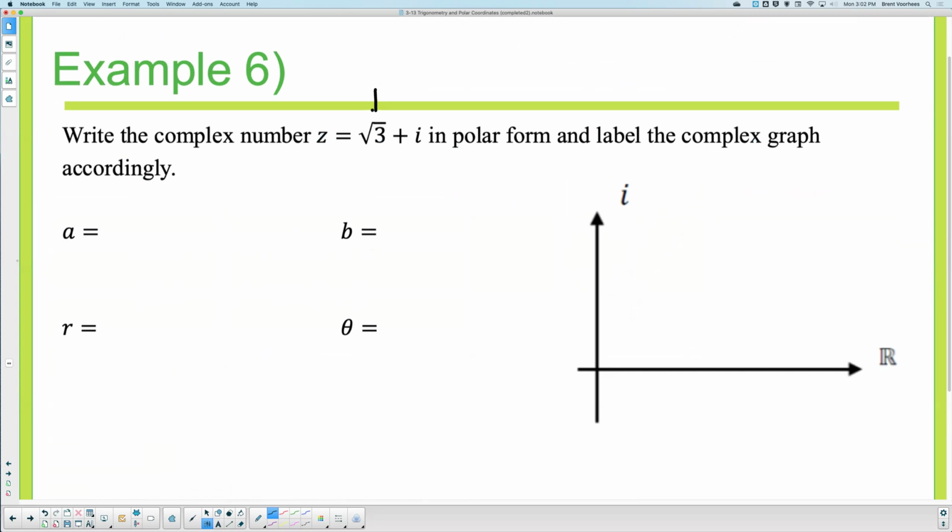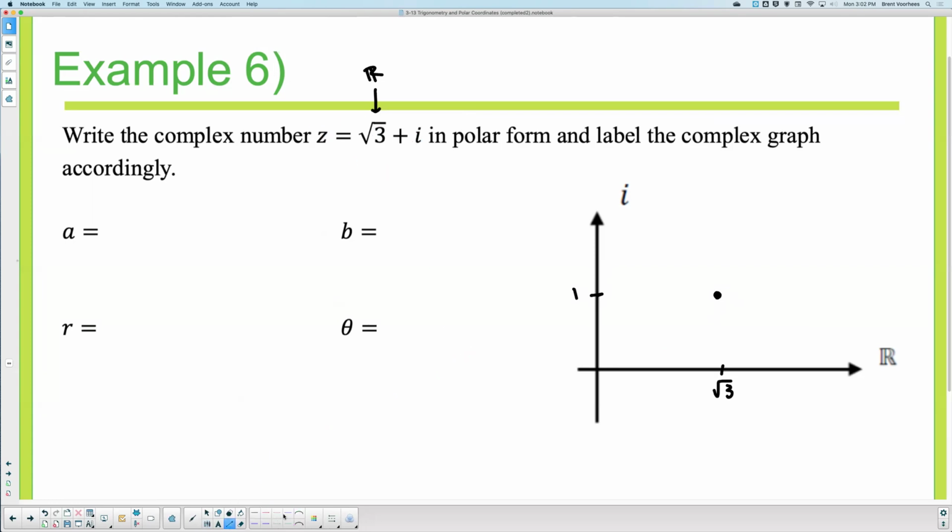Remember, this is our real portion. This is the real. This is the imaginary. i stands for imaginary. So I would go square root of 3 to the right. Let's just say that's the square root of 3. And then because that's just an i, let's say we go up 1. My point should be right there. That would be my point for this complex number z.